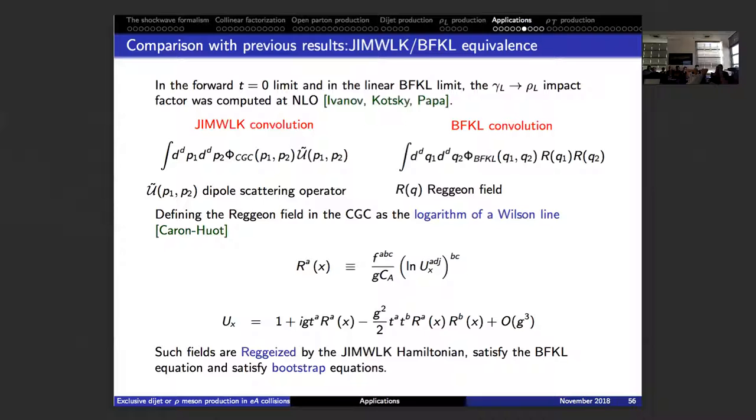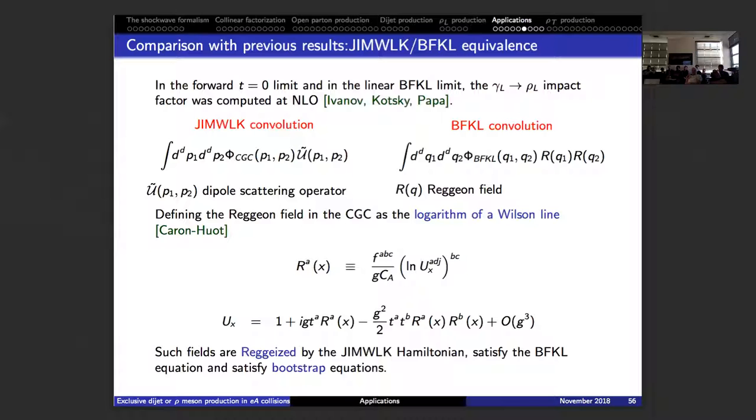Do that for diffraction and you're in trouble because, and that's a well-known result from the dipole community, if you want to match BFKL, you have to take two dipoles, but also the cross term. So you have to somehow un-time order your Wilson lines, and that's the standard way of doing that. So if I'm defining this Reggeon field this way, they are truly Reggeons in the sense that if I take one and act with the JIMWLK Hamiltonian, they are Reggeized.